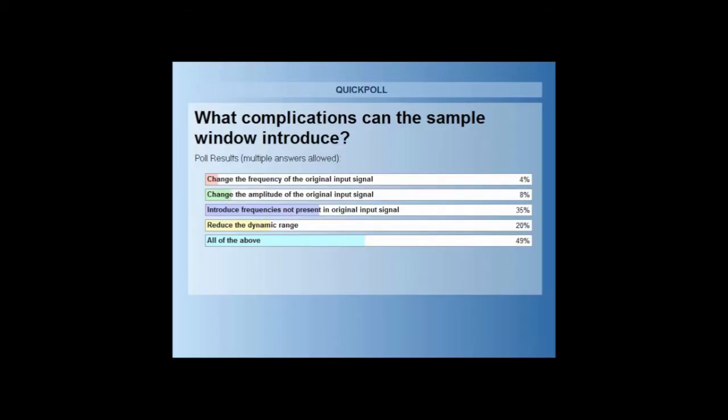Okay, so we've got quite a small amount of you going for the top two, and then we've got quite a lot of you actually going for introduced frequencies not present in the original signal, a few of you going for reduce the dynamic range, and then the majority of you picking all of the above. Well, the answer here actually is two of them. It's introduce frequencies not present in the original signal and reduce the dynamic range. And they're actually linked by the same cause, really. So we'll go through these now and see why.